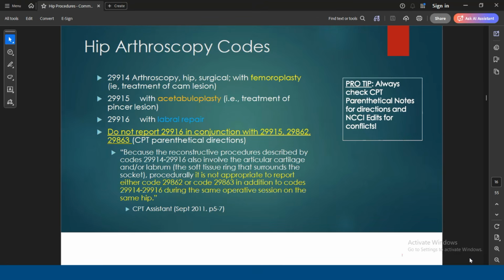So 29862 is for abrasion arthroplasty or chondroplasty. 29863 is for arthroscopic synovectomy. Those codes we will not use along with 29914 to 29916.